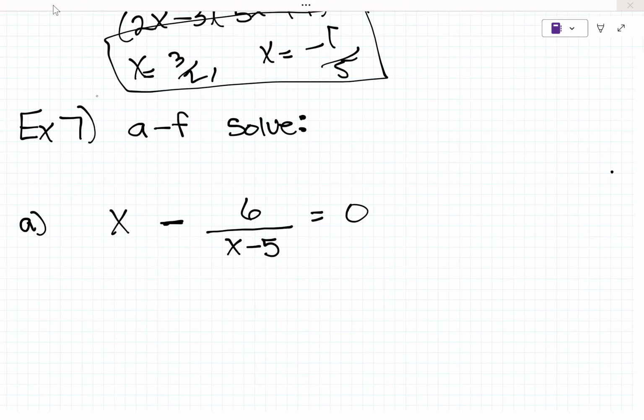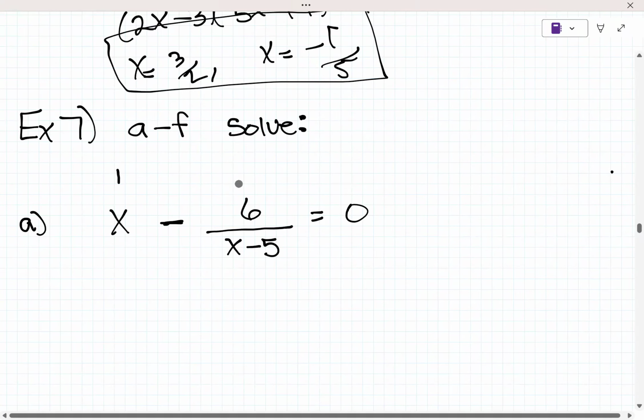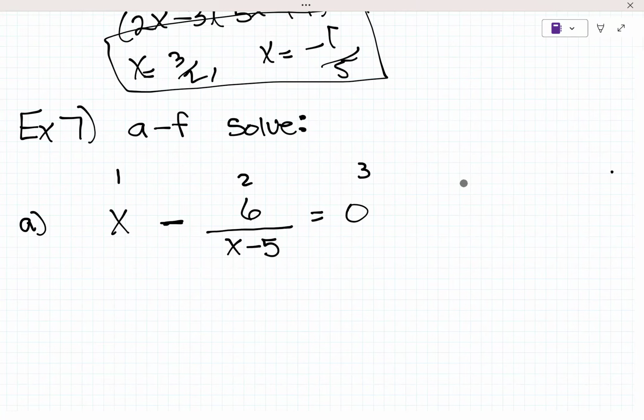So the first thing I'm going to do is, what can I do? We have more than two parts. We have this side, the middle part, and then the further right part. If you have more than two parts, you would have to get rid of the fraction first by finding the LCD and multiplying all three sides by the LCD.